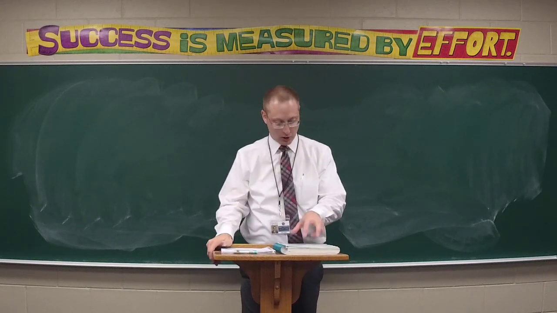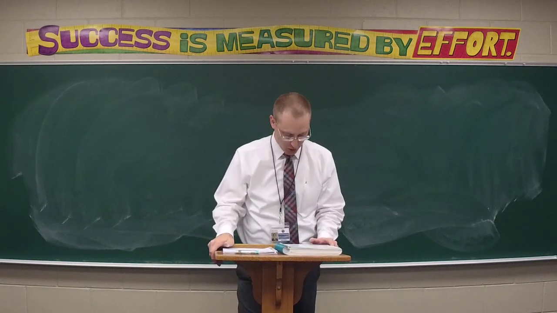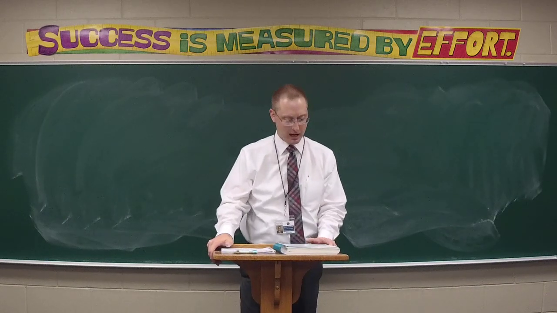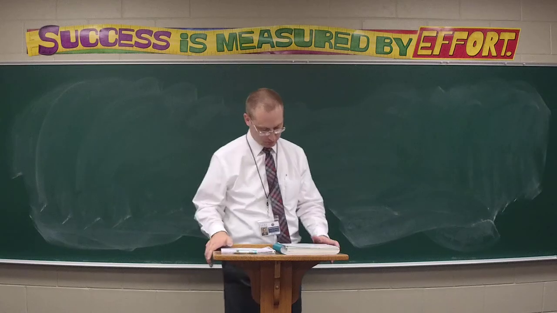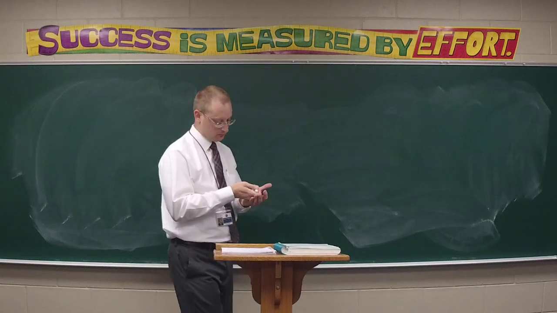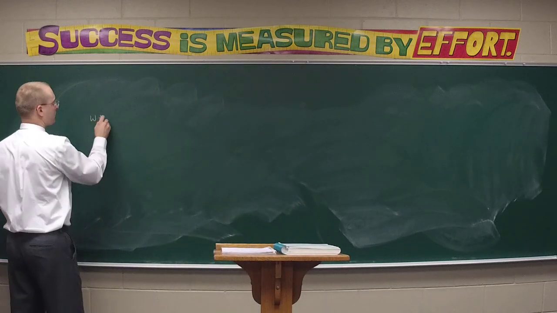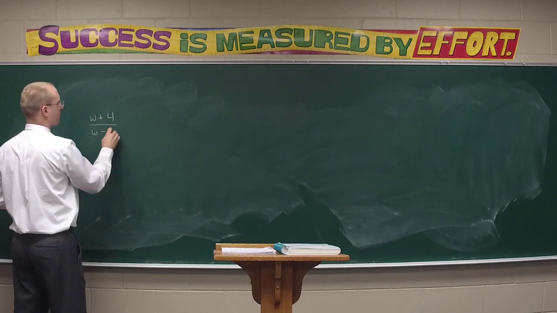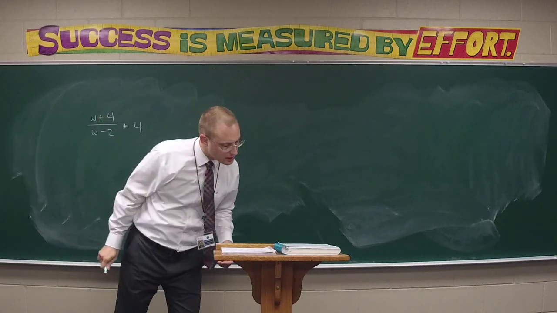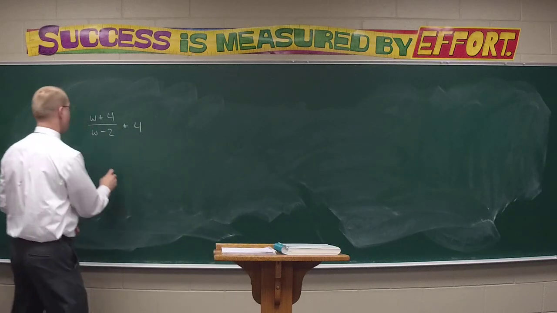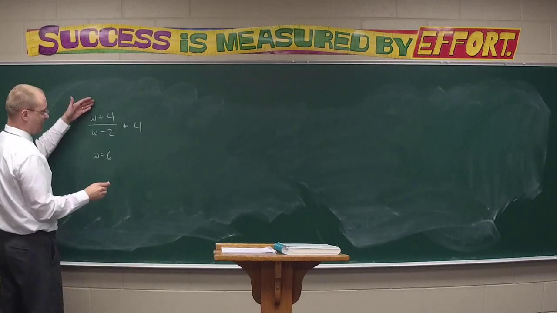More practice with what we looked at, 25 and 26. 4 more than the quotient of w plus 4 and w minus 2. What did you write for that, Genesis? W plus 4 over w minus 2 plus 4. There we go, perfect. And it said w is 6, I think? No, w is 6. So if w is 6, we plug that in, 10 fourths.